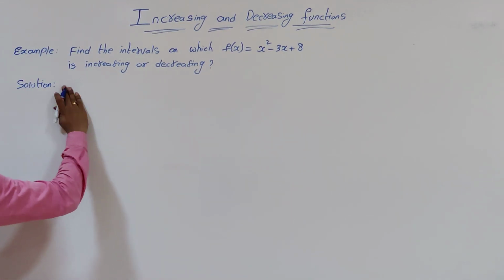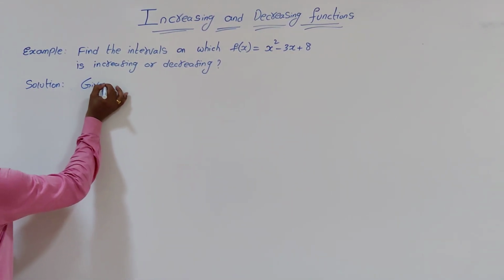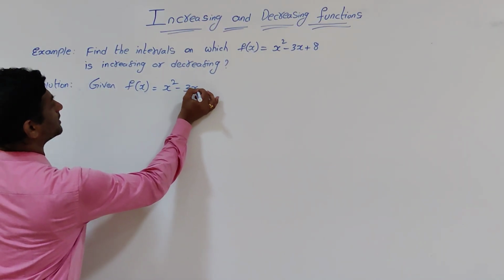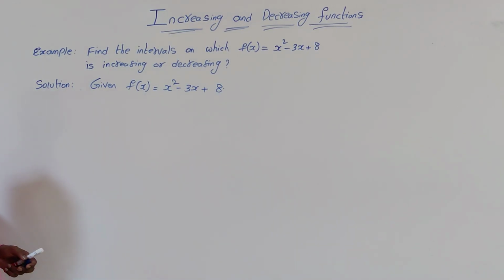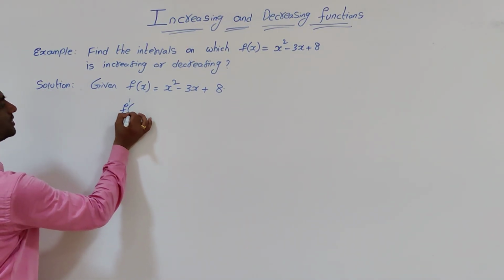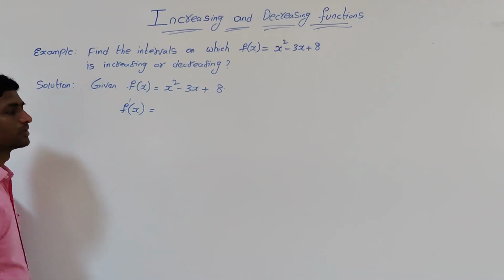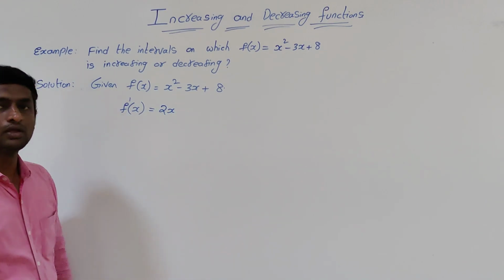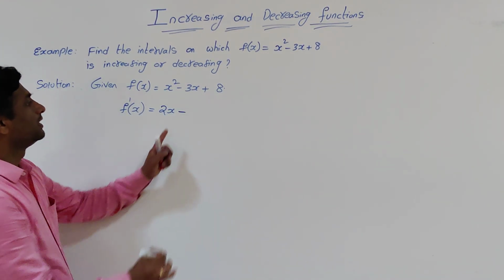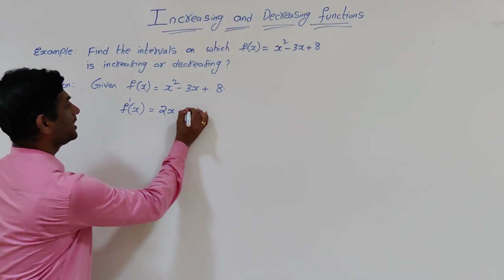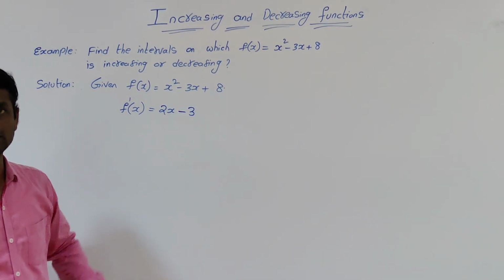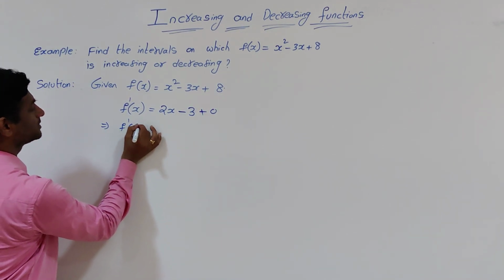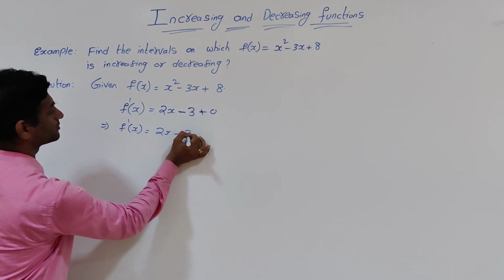Given f of x is equal to x square minus 3x plus 8. Now what is the derivative of this function? F dash of x. So the derivative of x square is 2x, minus the derivative of 3x, which is 3, and the derivative of 8 is 0. Which means f dash of x is 2x minus 3.